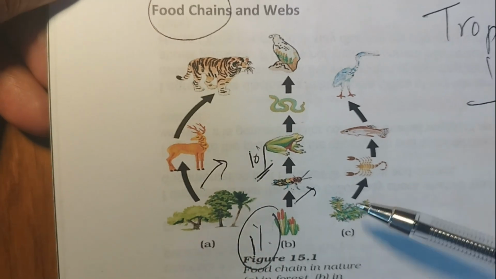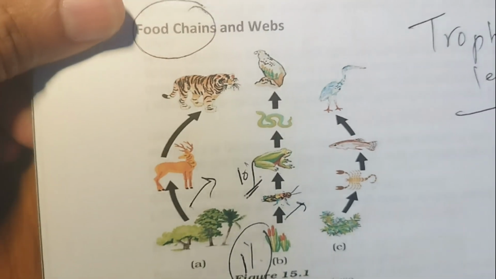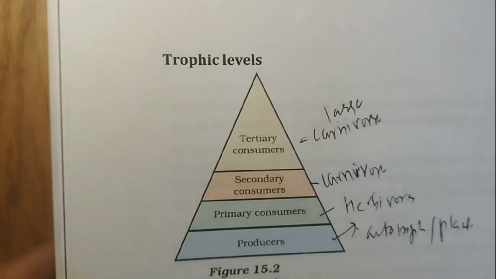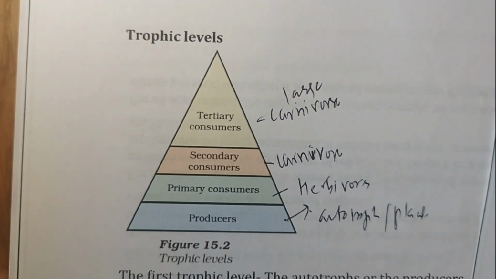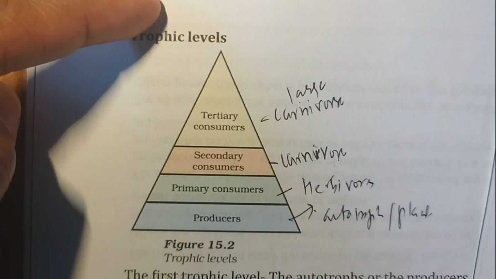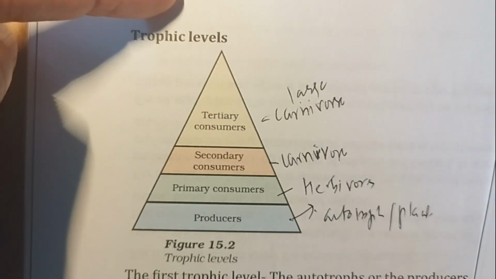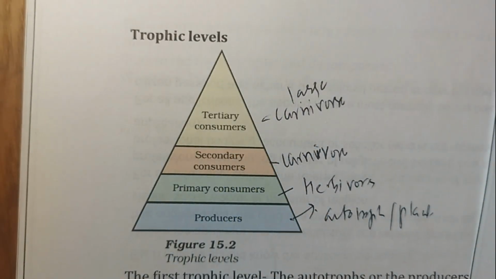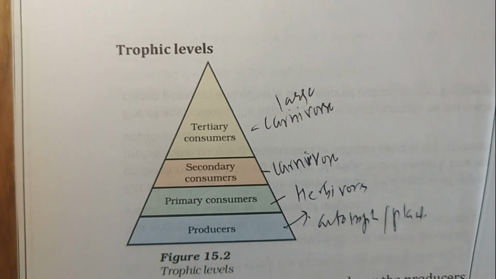A food chain generally consists of only 3 or 4 steps. As I've just shown you, the food chain has only 3 to 4 steps because the energy goes on decreasing. So less energy is available at the higher trophic level, and it cannot be reused.